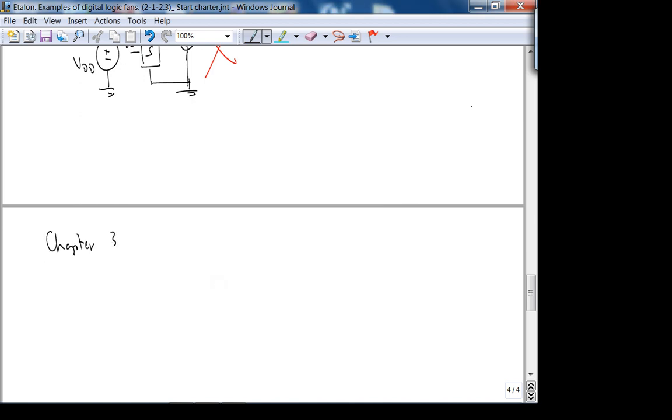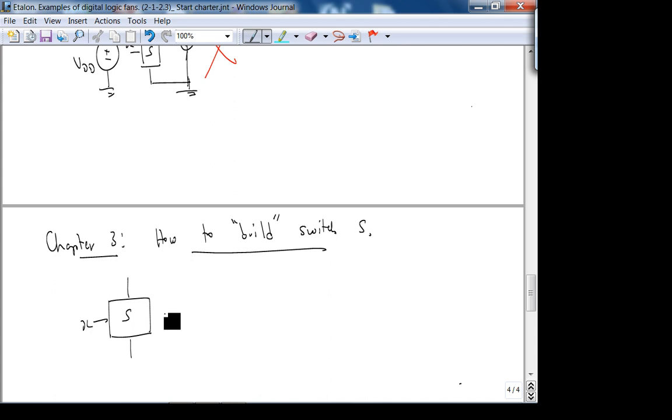We're going to understand how to "build" our switch S. I'll put build in quotes, because we're not actually going to build a transistor. We're going to see how to use it. So this switch S, I'm going to draw it like this.